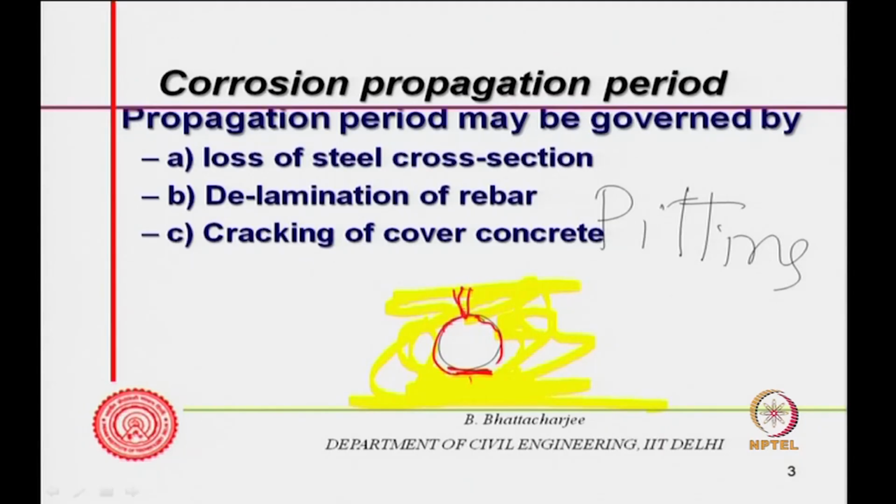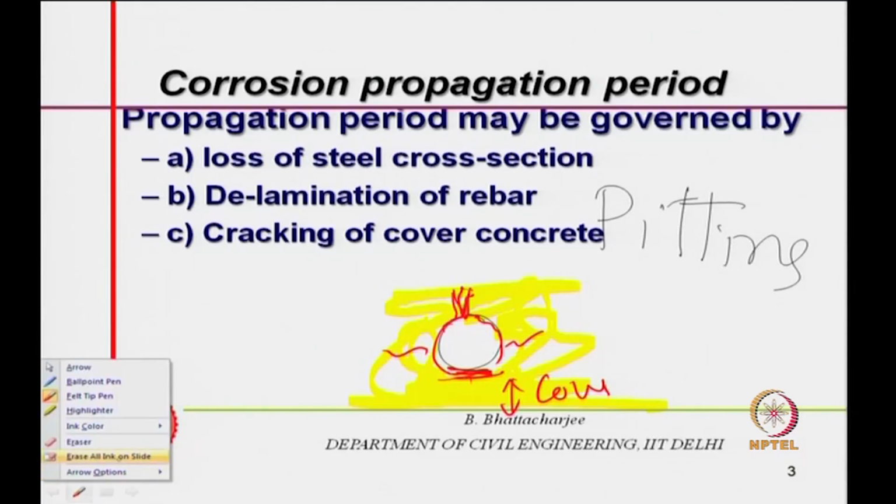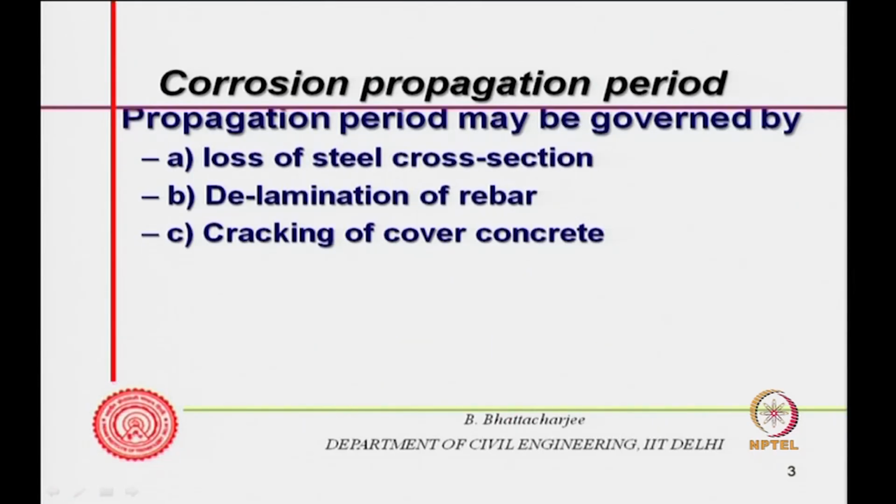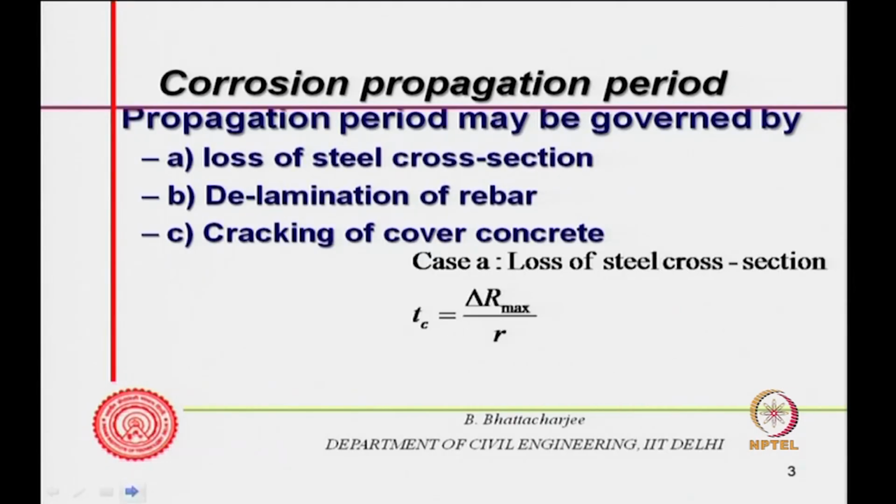Cracking is quite common, although delamination occurs in the case of slabs. There could be cracks of this form, as we have seen earlier, and then there could be delamination of the cover. If this is the cover, it might fall off completely. So these are three different cases, and let us see what empirical models are available for this. Case A: loss of steel cross section.